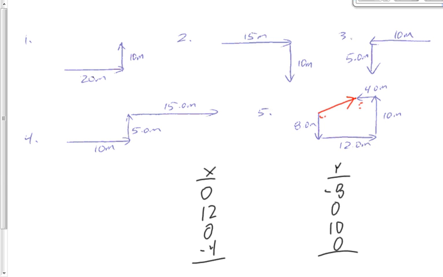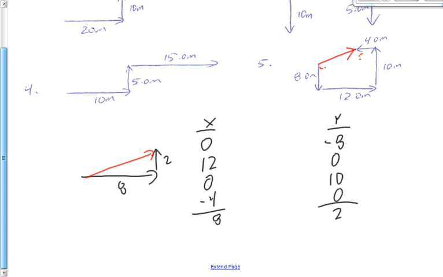Let's add these up. 12 plus negative 4 is 8. This is 2. So we've got 8 and a 2. Let's draw it this way. 8 and 2. The resultant vector is right here. Did you look at that? The resultant vector, when I draw it as a 2-vector diagram, looks the same as the resultant vector when I draw it as a 4-vector diagram.